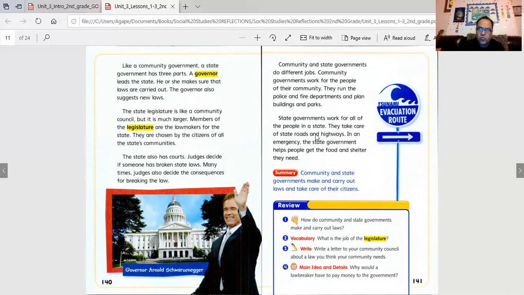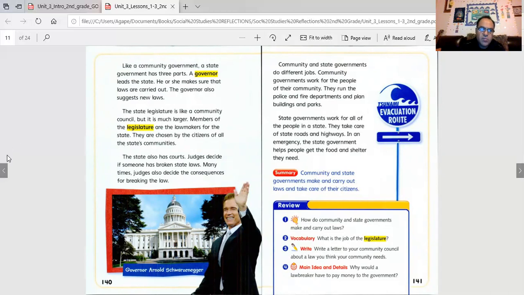State governments work for all of the people in a state. They take care of state roads and highways. In an emergency, the state government helps people get the food and shelter they need, especially in times like these. Community and state governments make and carry out laws and take care of their citizens.